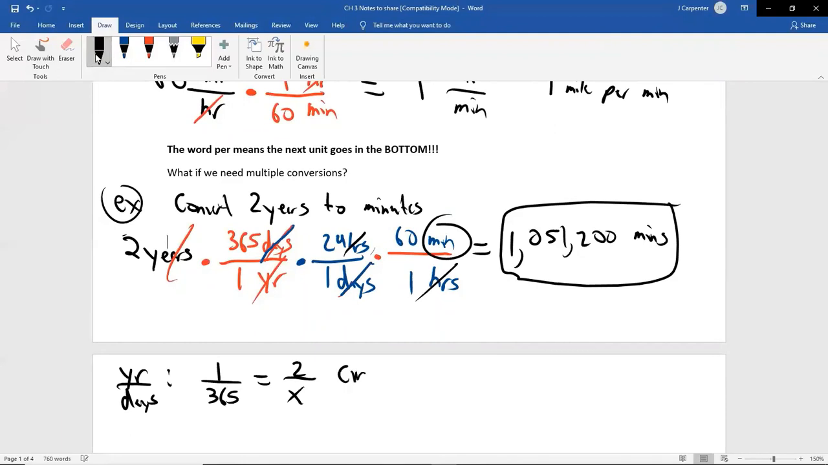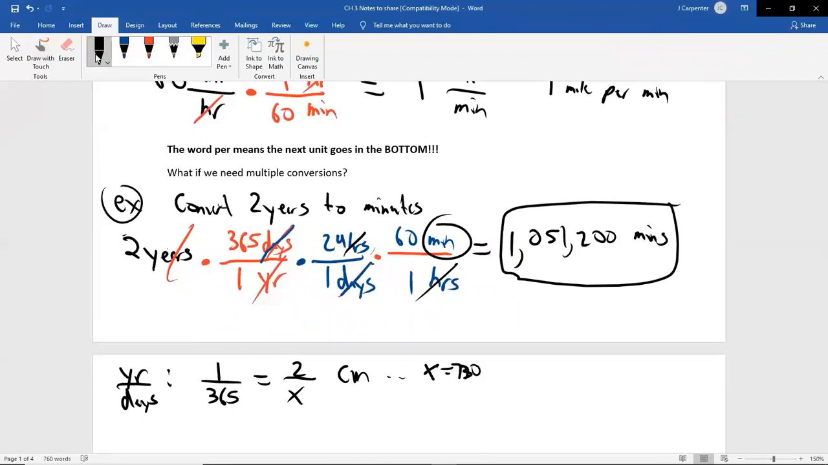Then you would cross multiply. I'm not going to show all the work. You get 730, right? Yeah, 730. We get x equals 730.